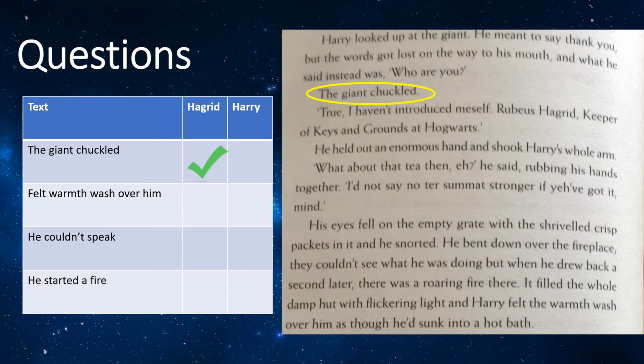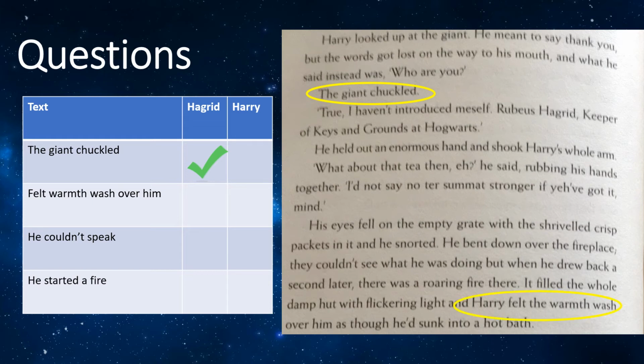I know that it's about Hagrid because it says "the giant chuckled." And we know that Harry is still quite a young boy. He's not an adult yet. And he doesn't know this person's name, which is why they're still calling him the giant or the stranger, even though he's about to find out that the person's name is Hagrid.